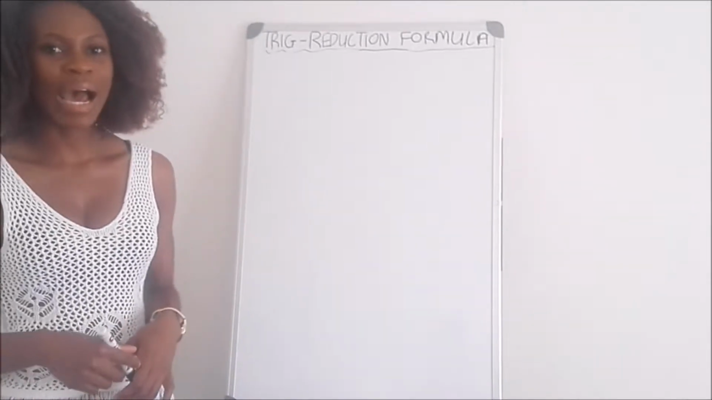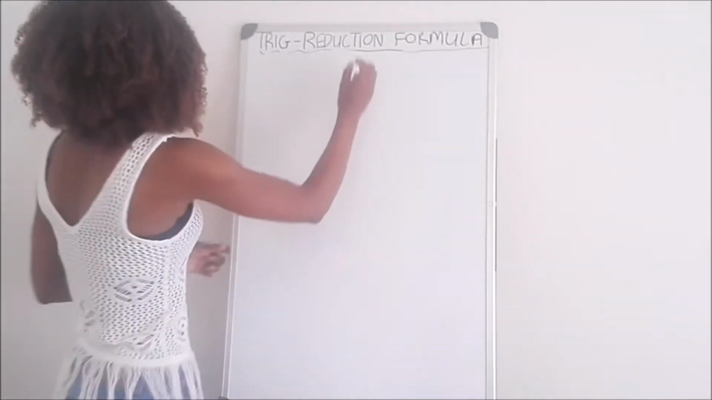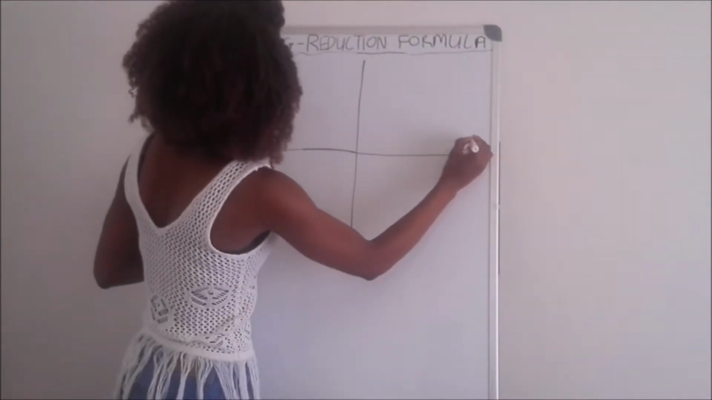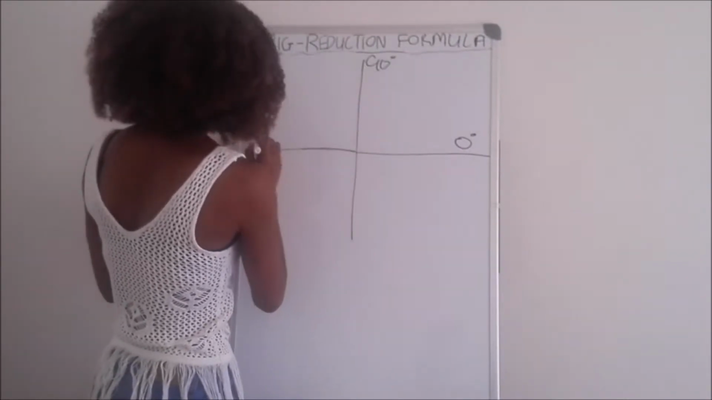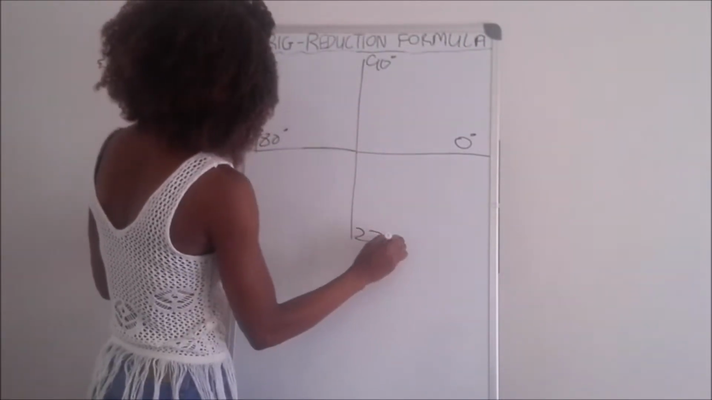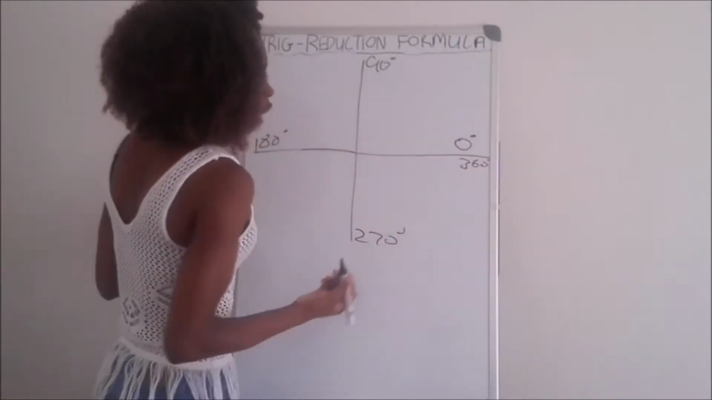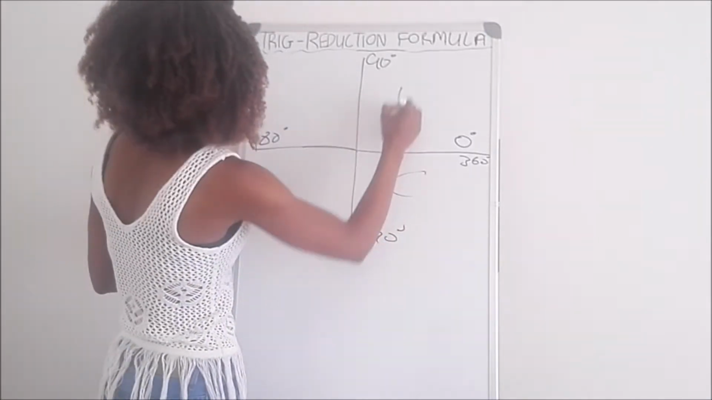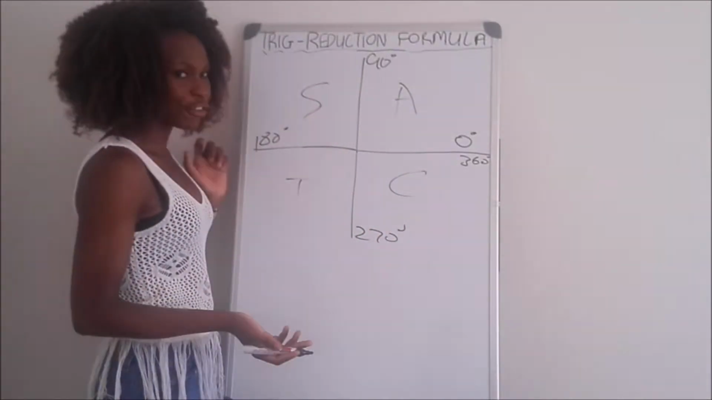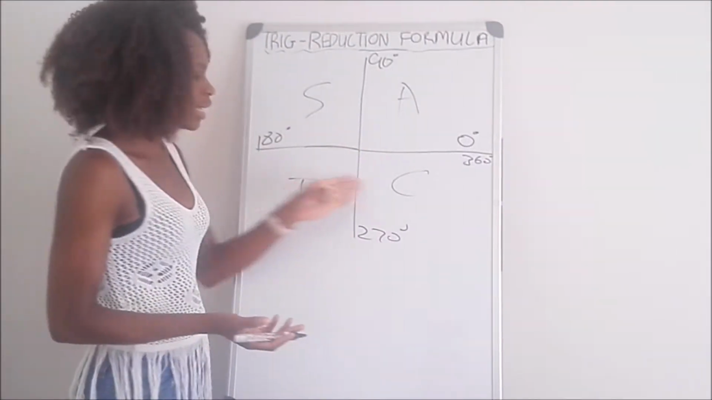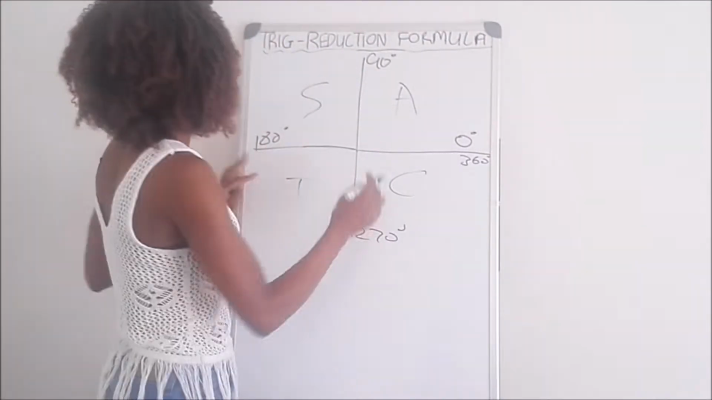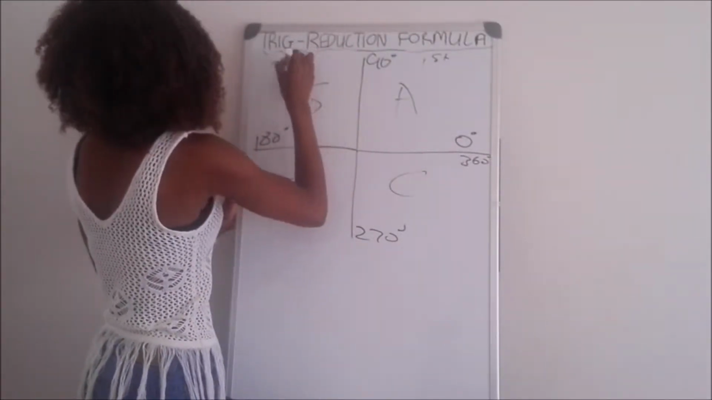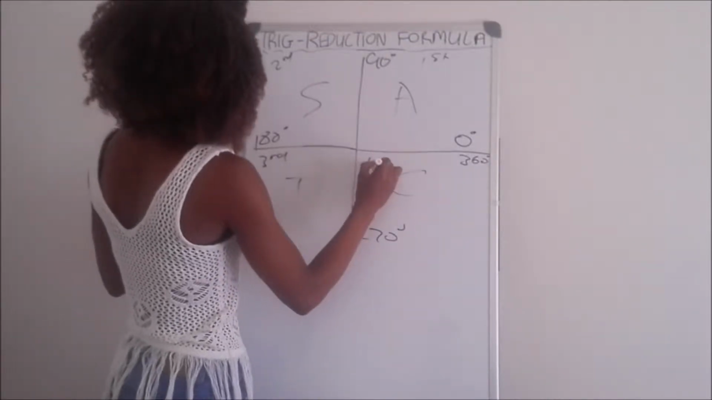So first, let's look at trigonometry in the Cartesian plane. Remember we have the x and y axes, of which this is 0 degrees, this is 90 degrees, 180, 270, and 360. When we were doing trigonometry in the Cartesian plane, this was CAST. To make it easy to remember: All Students Take Care. This is the first quadrant, the second quadrant, the third quadrant, and the fourth quadrant.